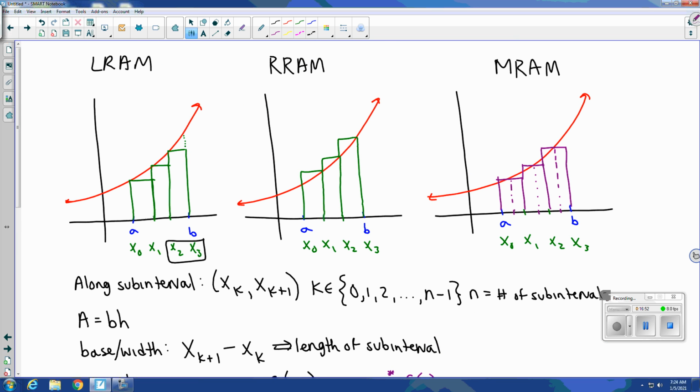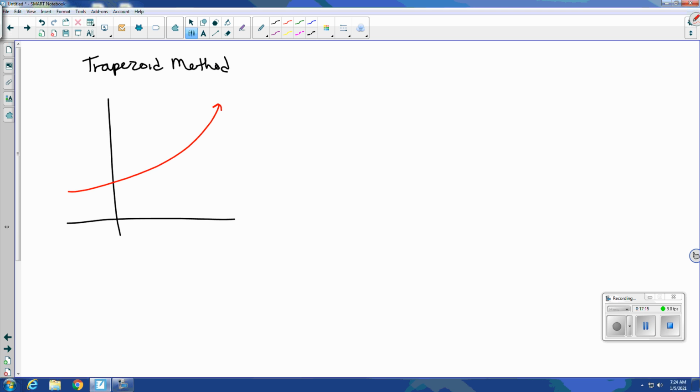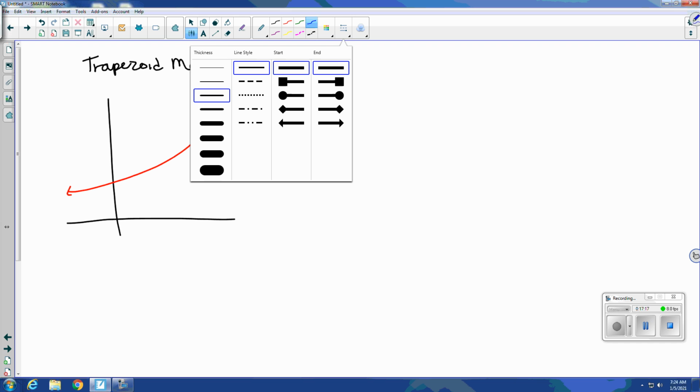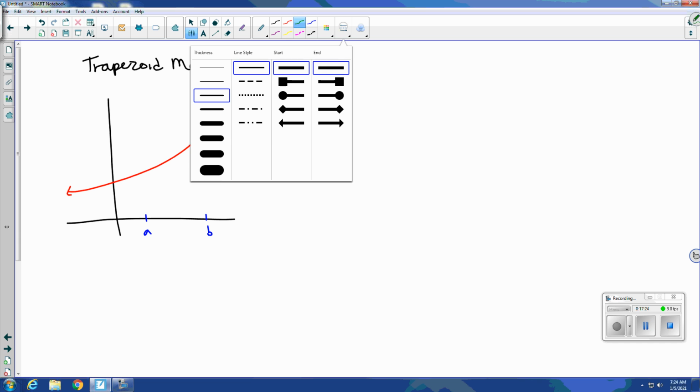All right. There's another approximation method that we can use, which is the trapezoid method. So now instead of using rectangles, we're going to use a different shape. Let's look at the same exact function as we did before. Let's still work in that same region from A to B. And let's use 3 trapezoids.